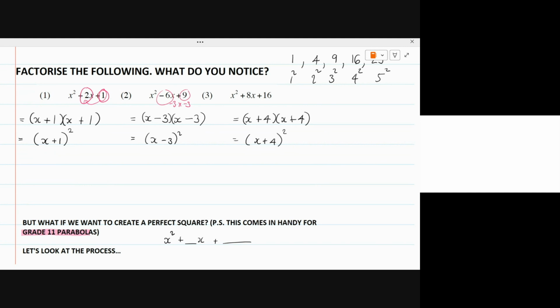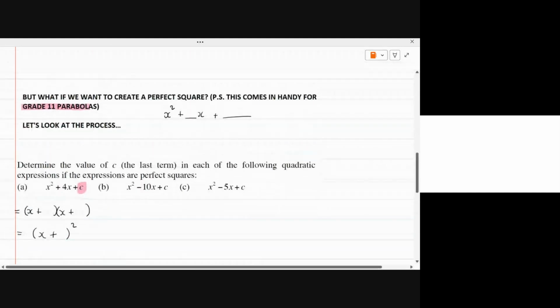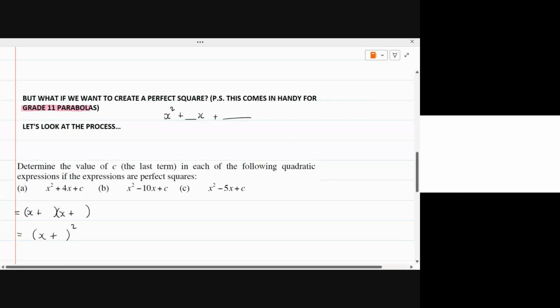So let's go ahead and try and think this one through. I've got 4x. So I know that I need a number that adds to give us 4. What numbers can we think of that can add to give us 4?